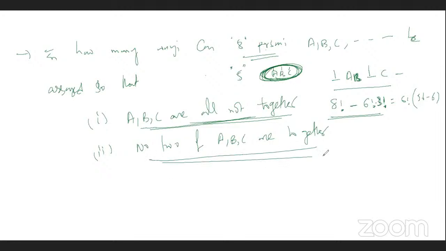Now look here, no two of ABC are together. That is, A and B should maintain a gap, and B and C also should maintain a gap, and A and C also should maintain a gap. Is it right?